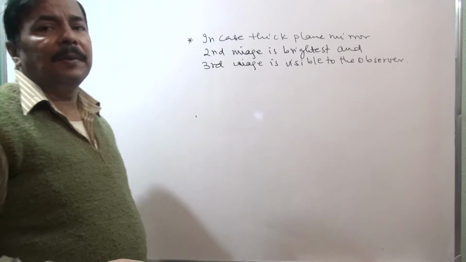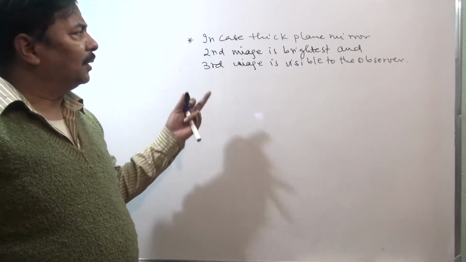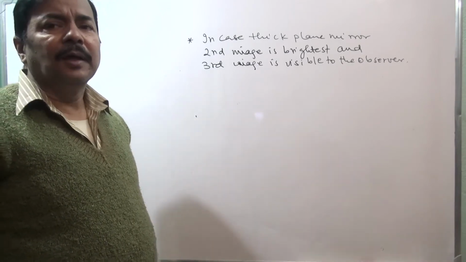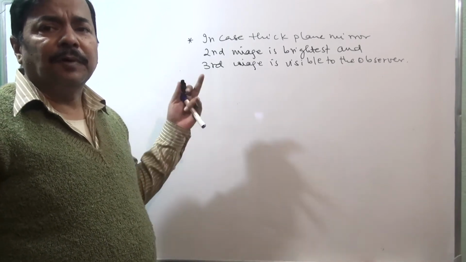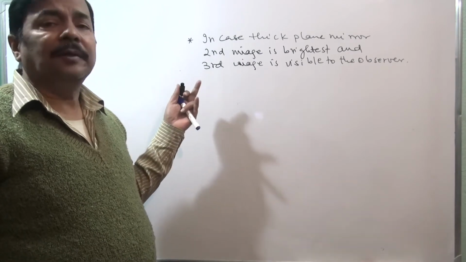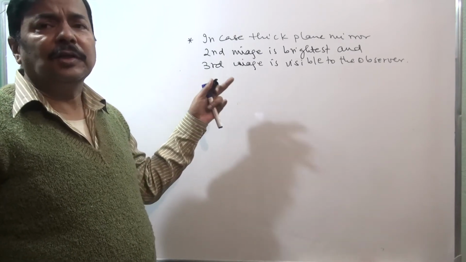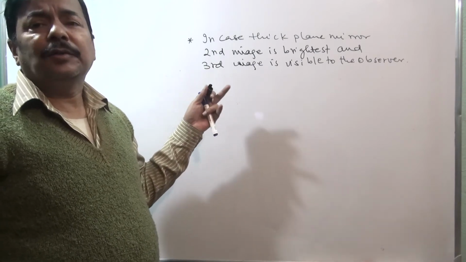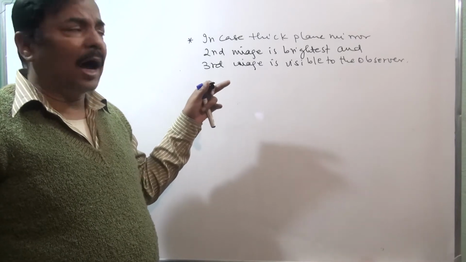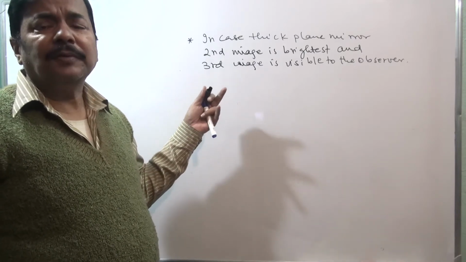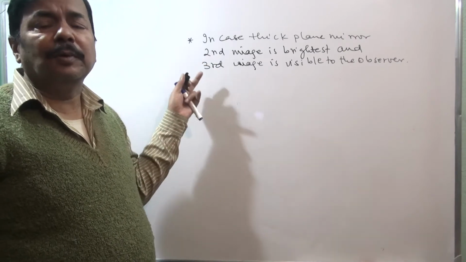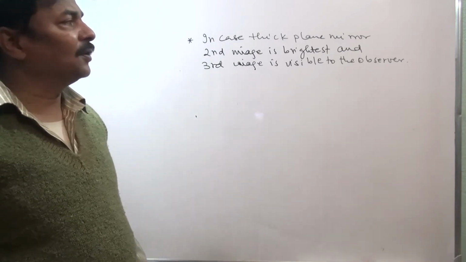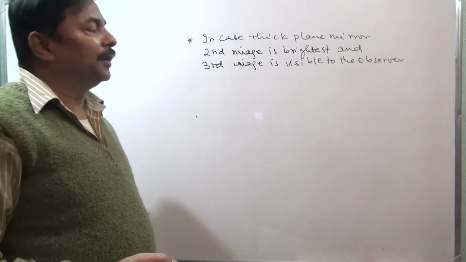This matter you should remember very carefully, and the cause is simple: at the first transparent surface a very small amount of reflection takes place, so the first image is faint, and more light reaches from the second image, where the maximum intensity of light reaches from the object. And in the third image, the second image is brightest, but the visible image to the observer is the third image. This thing also you should remember very carefully.